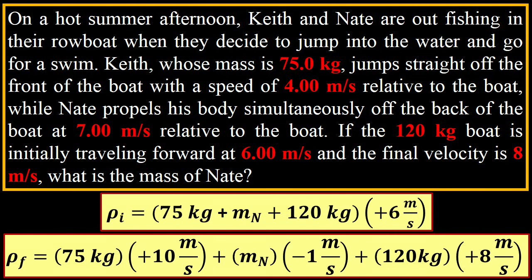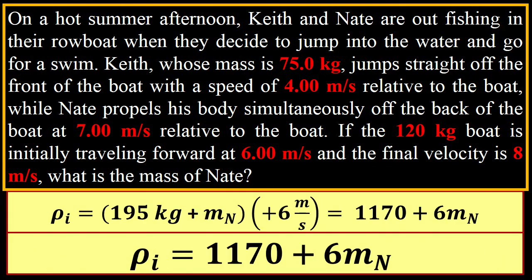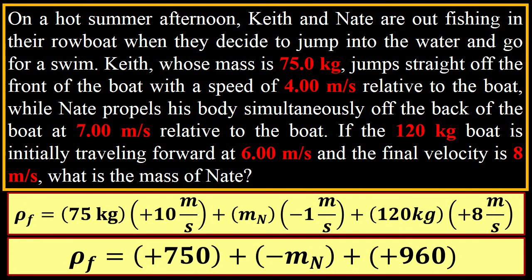Now, we're looking for the mass of Nate, so that's the variable, Mn. Clear? And there's the corrected velocities. So that equation reduces to 1,170 plus 6 Mn. That's the initial momentum, right? 1170 plus 6 Mn.